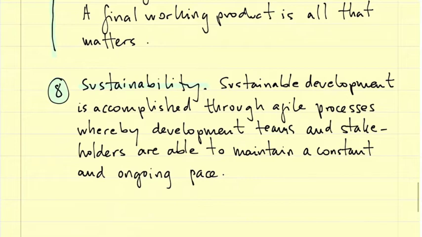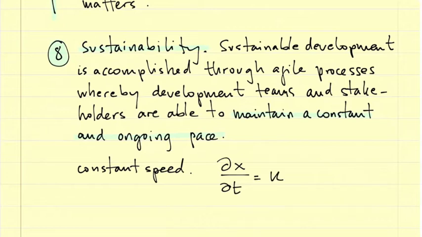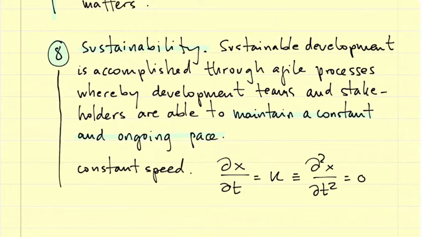So maintain a constant and ongoing pace means that the speed is a constant speed. That I don't need to accelerate. The first derivative of the project to time is a constant, meaning that the second derivative of the project with time is 0. Okay, if I accelerate and then need to brake down and then accelerate again, I will tire my people.